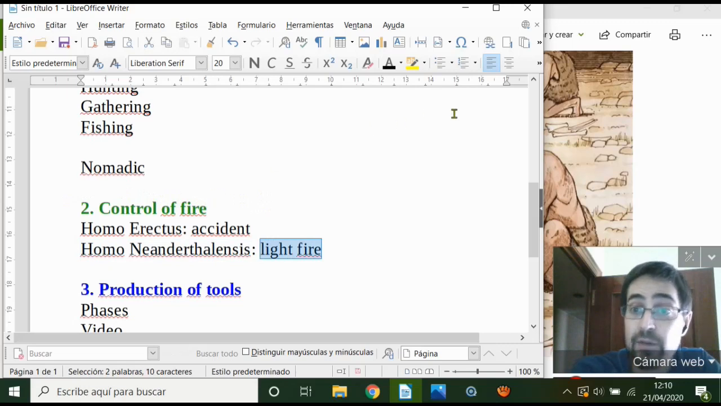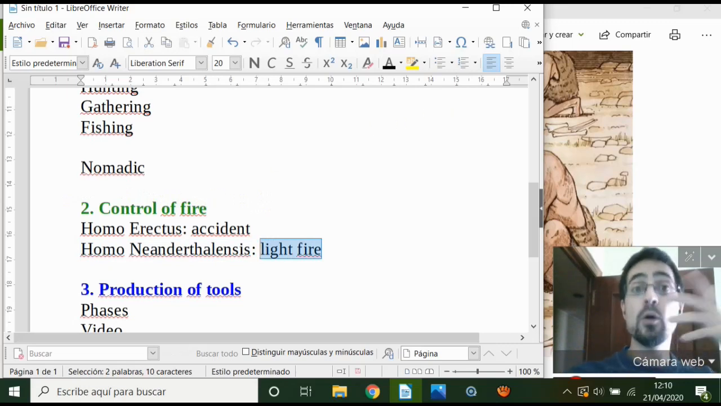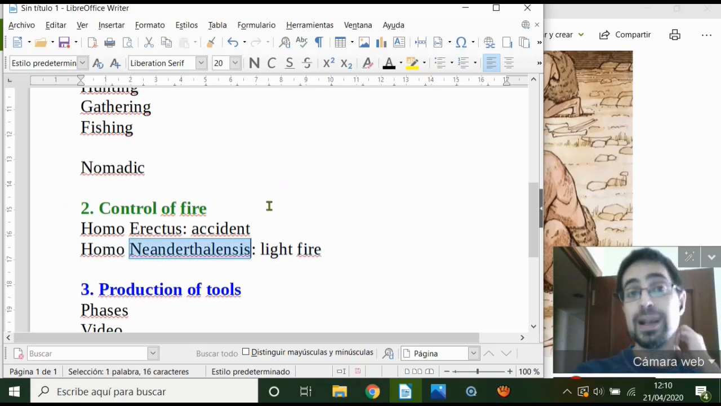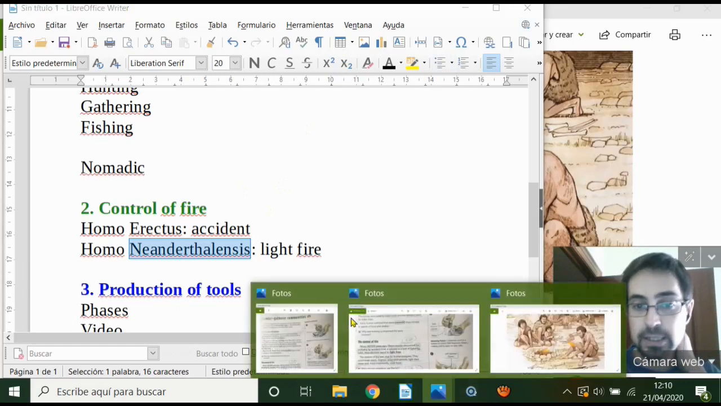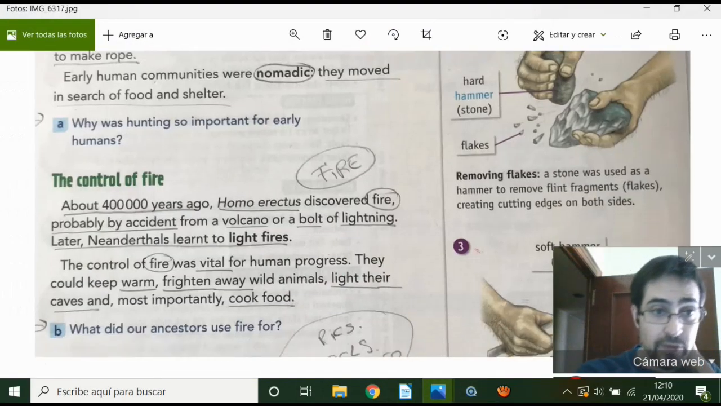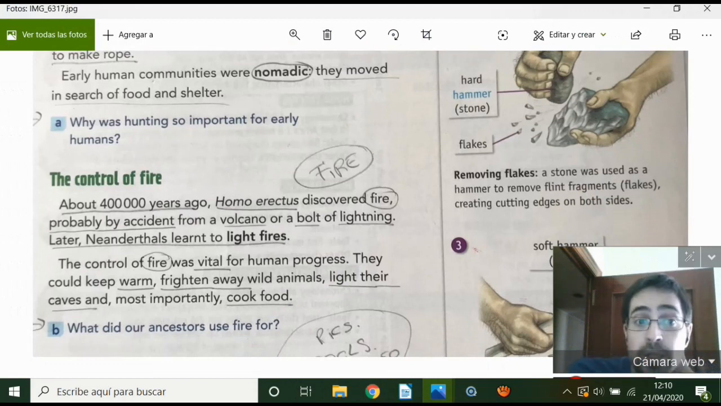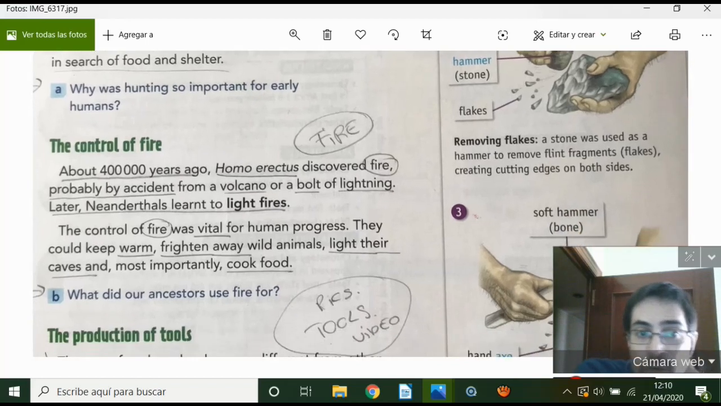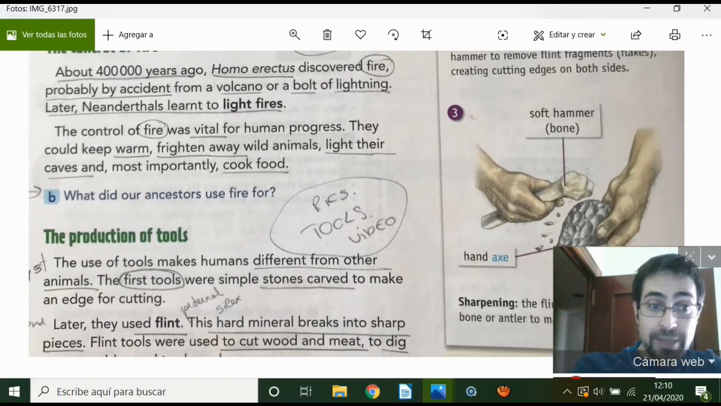started to light fire. I have a video on my blog that you can see how you can produce fire and how the Homo neanderthalensis used to light fire, that was used to cook, etc. So, coming back, the control of fire, 400,000 years ago, the Homo erectus took fire, Neanderthal learned to light fire. Okay, to warm, to frighten away, to light their caves, to cook food, etc. Next point, the production of tools.